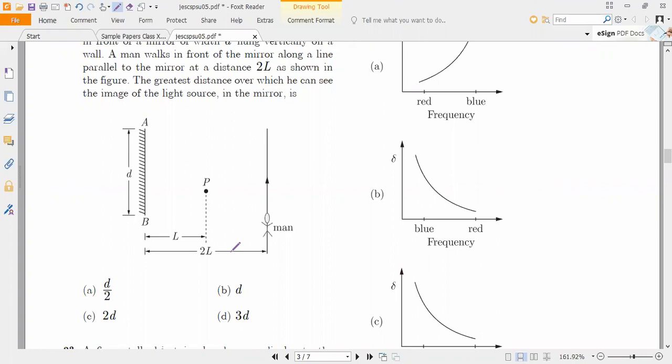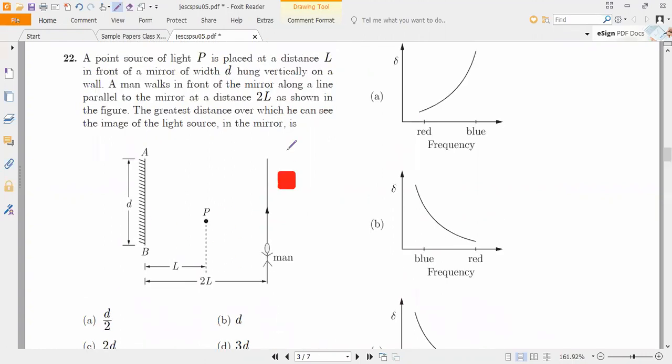Anybody? So now read the question from the first. I will explain. A point source of light P is placed at a distance L. This is the point source of light. P is placed at a distance L in front of the mirror of width D. So this is the width D, and this is the point source P which has been placed in front at distance L. The distance between the plane mirror and the point source is L. And the distance between the man and the mirror is 2L.